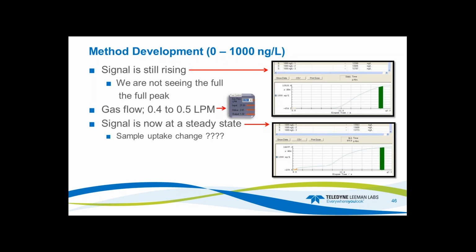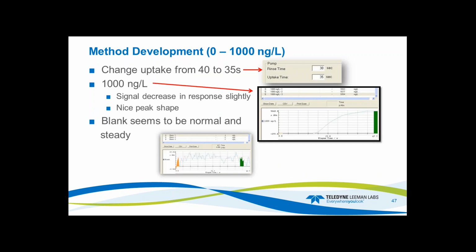Sample uptake change, maybe. Let's see what happens. So let's go from 40 to 35 seconds, because on the previous slide it was quite flat, so I had more than what I needed. So then I changed the load. Now there's not as much mercury into the system, so the signal decreased slightly. But it's got a nice peak shape. The blanks seem to be normal and steady, so I think I'm ready to go.